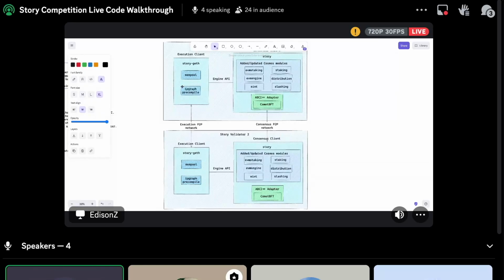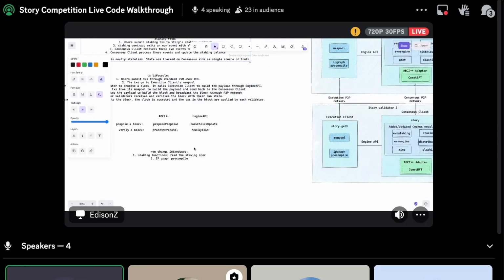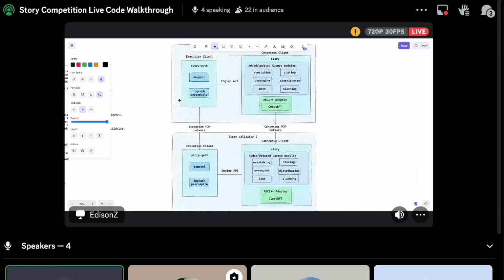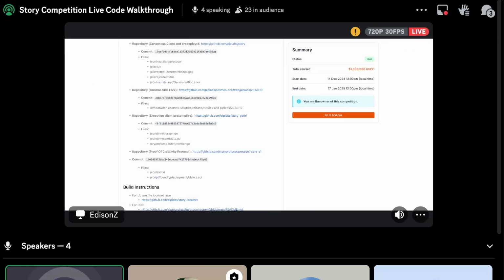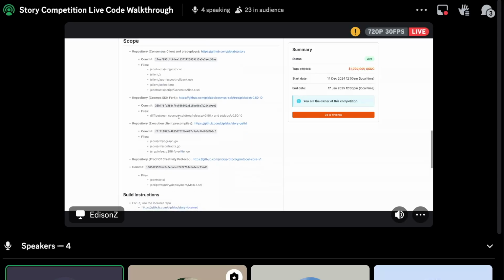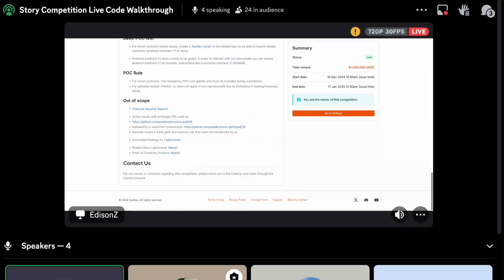In terms of features, there are a few bigger changes we made. One is all the staking functions. The other is the IP graph precompile. Staking functions means we have, let me share this. If you look at our documentation, we have a page that talks about our staking mechanisms, and a lot of other changes were made to implement that.